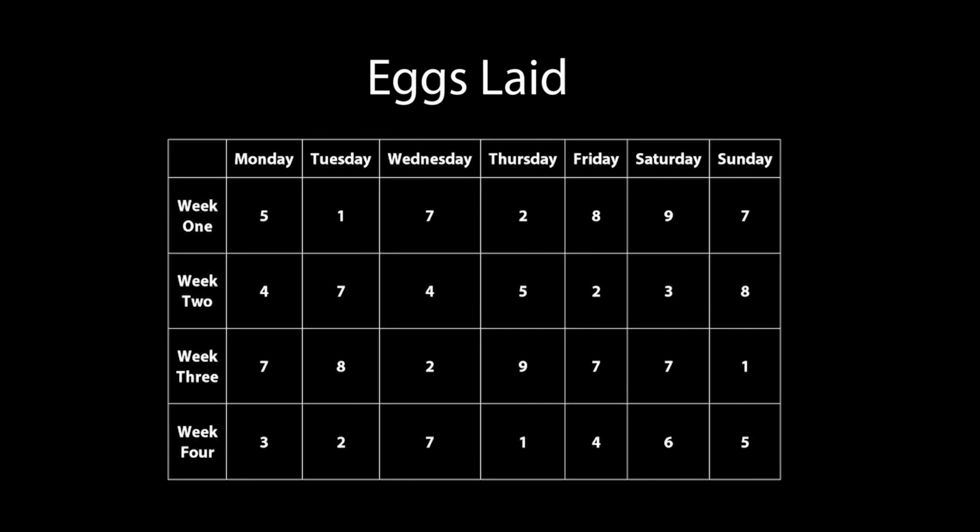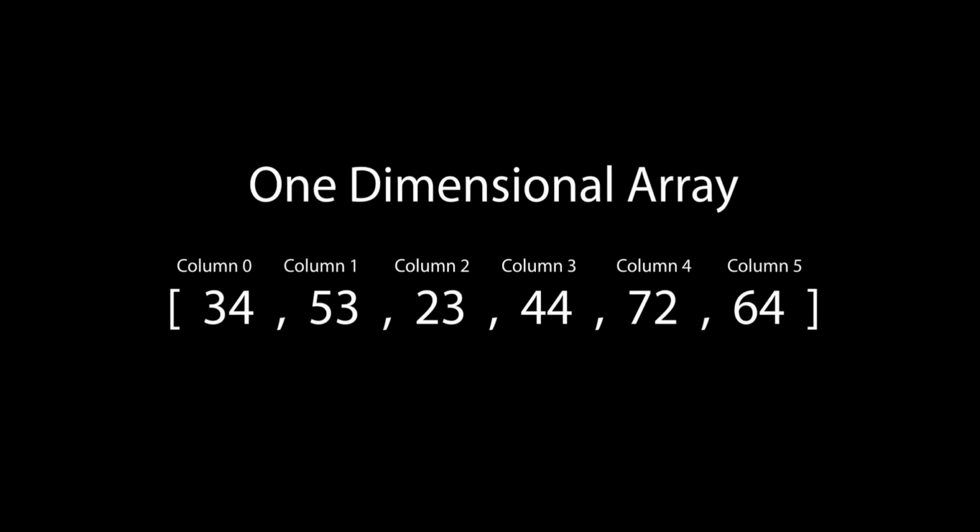Now, obviously, the amount of eggs need to be stored in a data structure. This brings us to 2D arrays. But first, let's backtrack a little to how 1D arrays work. A 1D or one-dimensional array is a data structure that can be pictured as a single row of elements. Each element, we could say, is found in a different column of the single row.